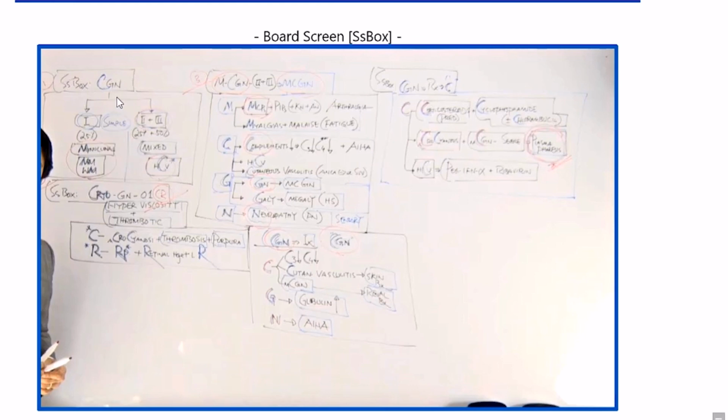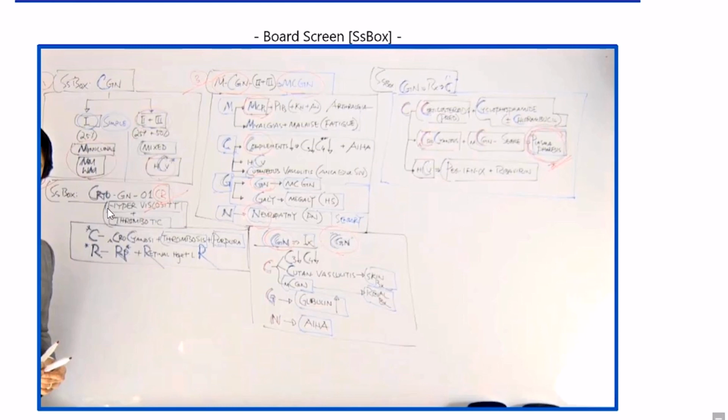So once again, revising the CGN, we put the Cryoglobulinaemia, the CGN, type 1 and type 2 and 3. Type 1 is simple, in contrast to type 2 and 3, which are the mixed variety. Type 1 is monoclonal, for example multiple myeloma and Waldenstrom macroglobulinaemia, in contrast to the mixed varieties seen in HCV. My dear, you must remember the C virus means HCV, hepatitis C virus.